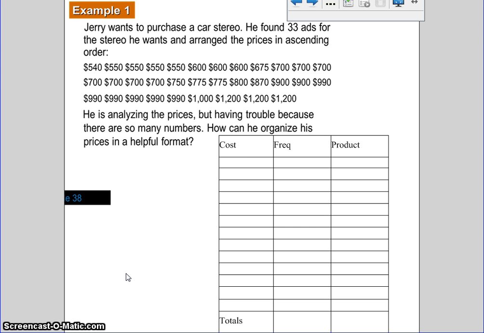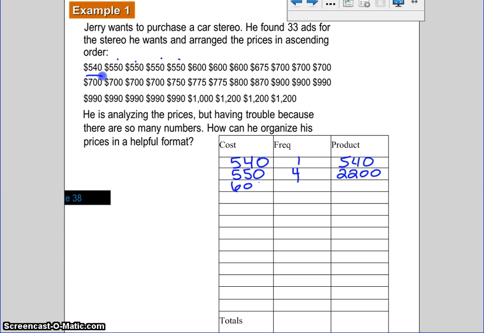Well, we're going to start here at the beginning. The first cost, $540. And how many are there? It says frequency here. There's one of them. So the product of that, or multiplying that together, 540 times 1 equals 540. Next, we've got 550. And we've got 1, 2, 3, 4 of those. So when we take 4 times 550, we get 2,200. So that goes over in my product area.